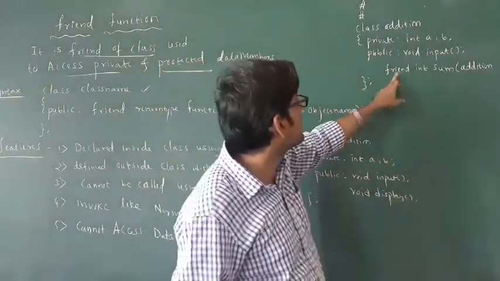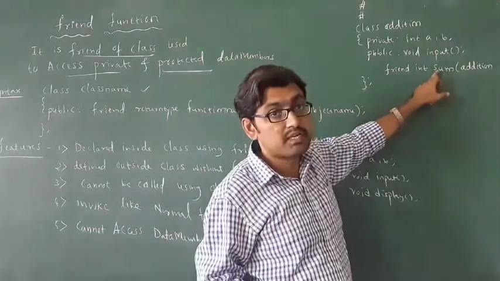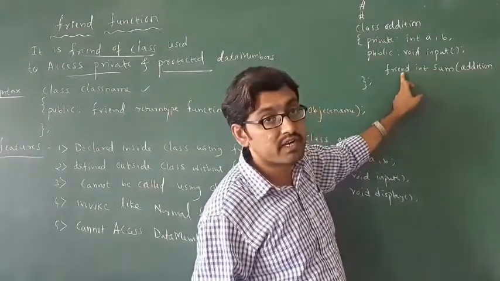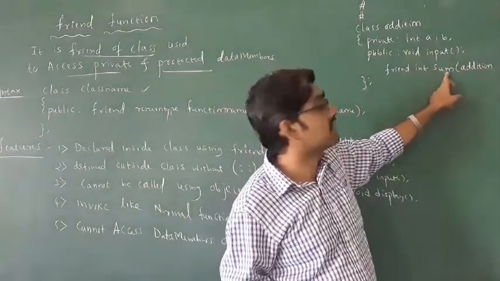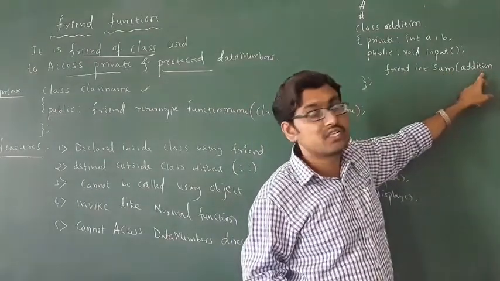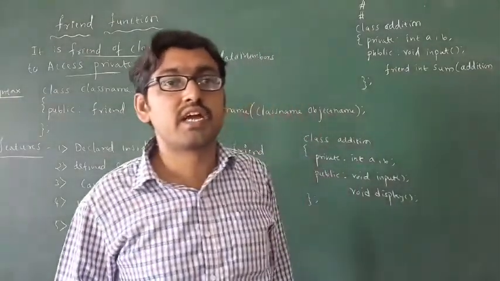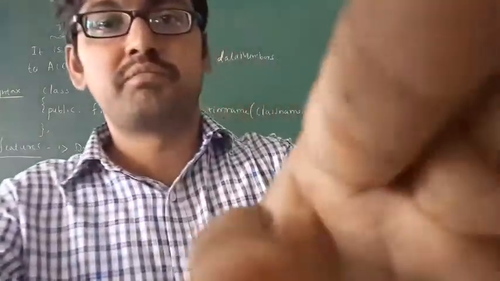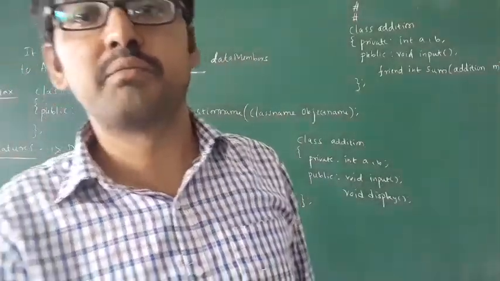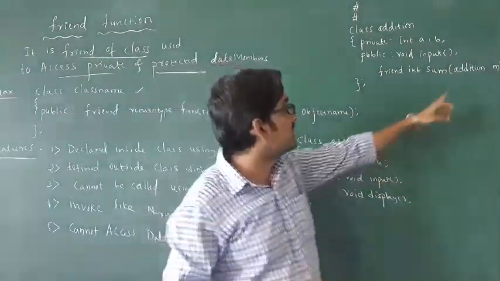Then I am taking here int friend int sum. See, I am taking sum. See, friend function: friend is a keyword, then the return type, sum is the function name, then addition yum. Okay, I am taking addition yum. Got it? See, addition yum.